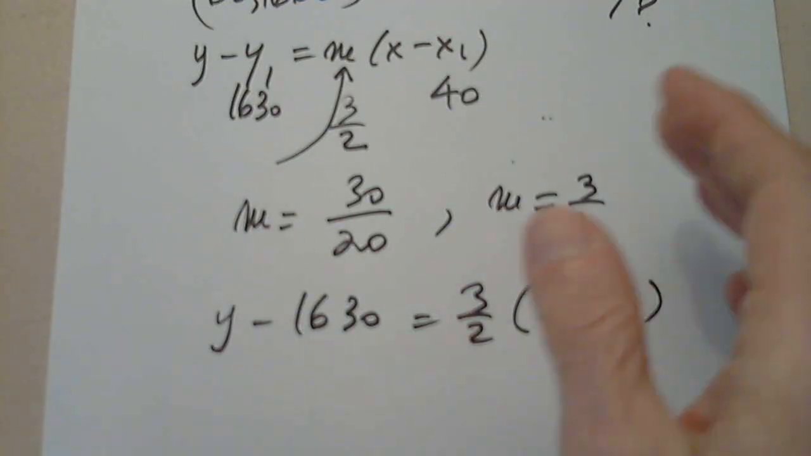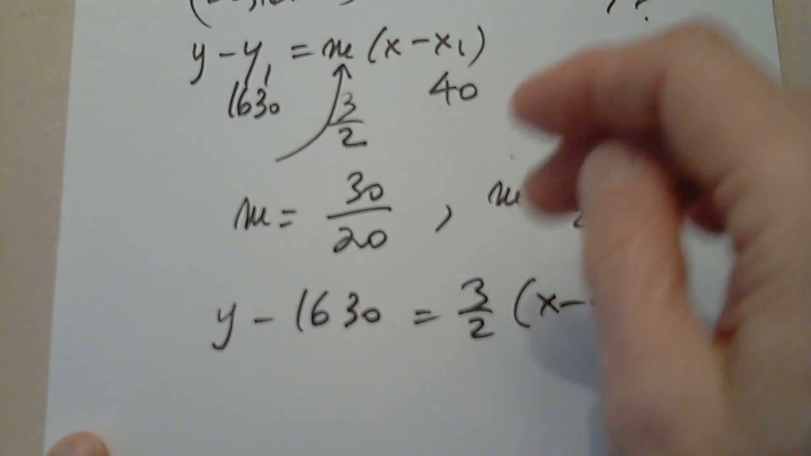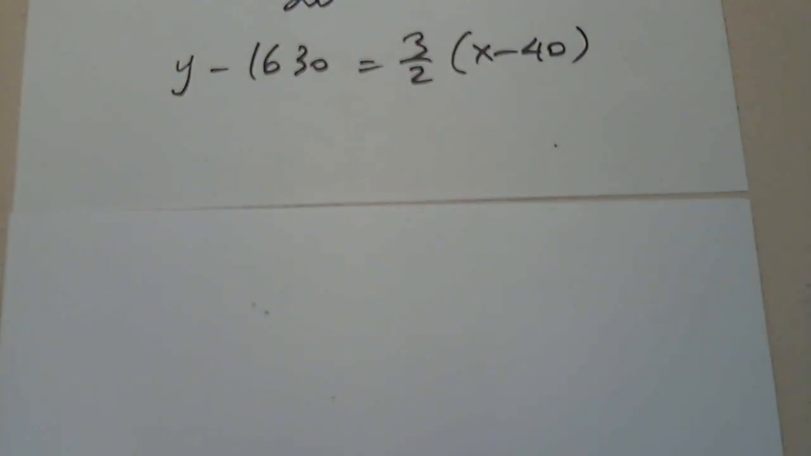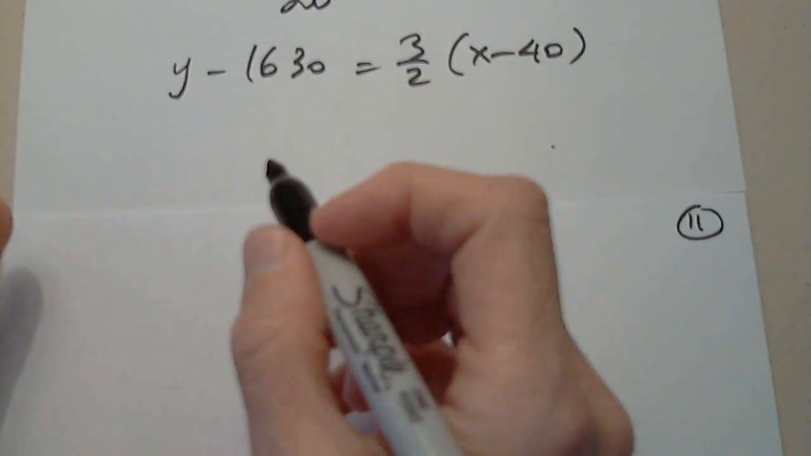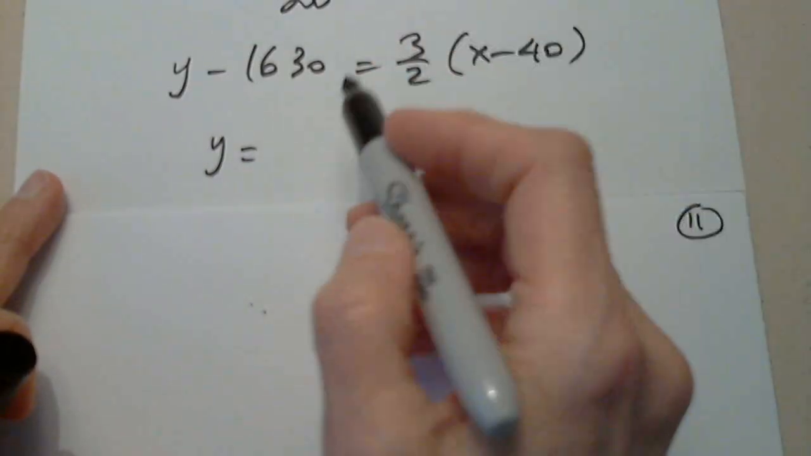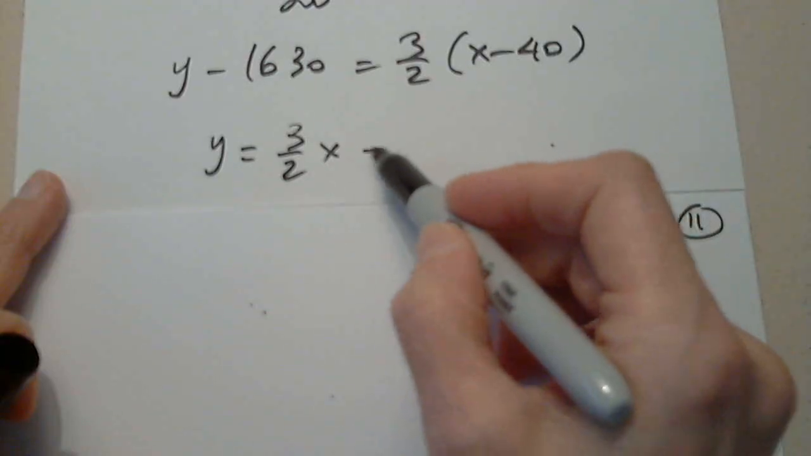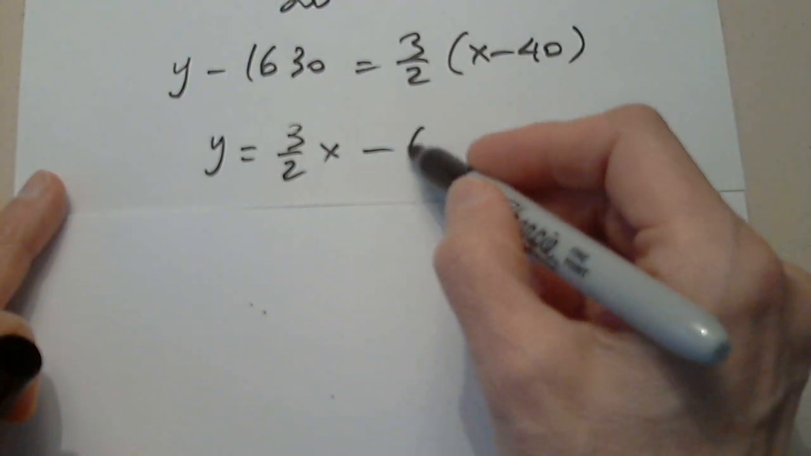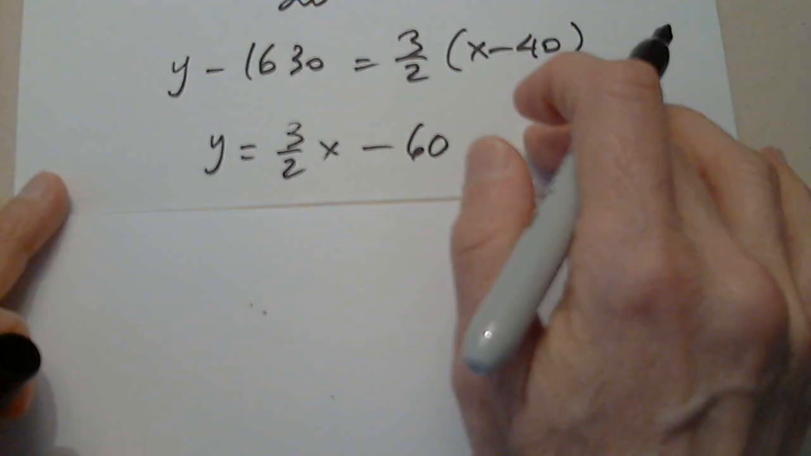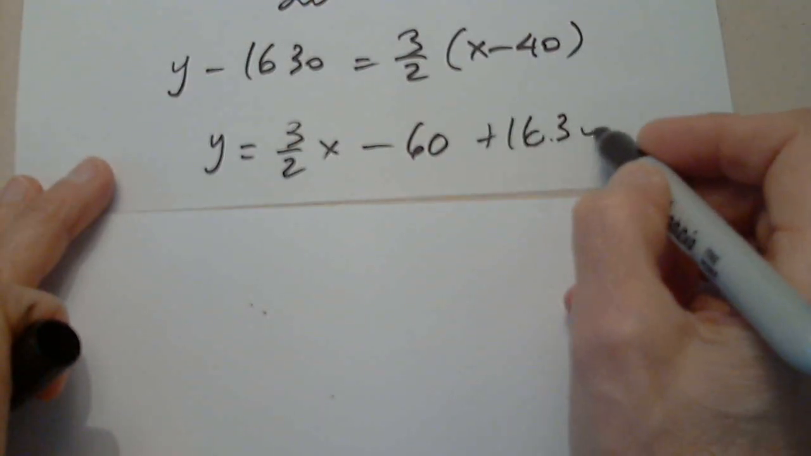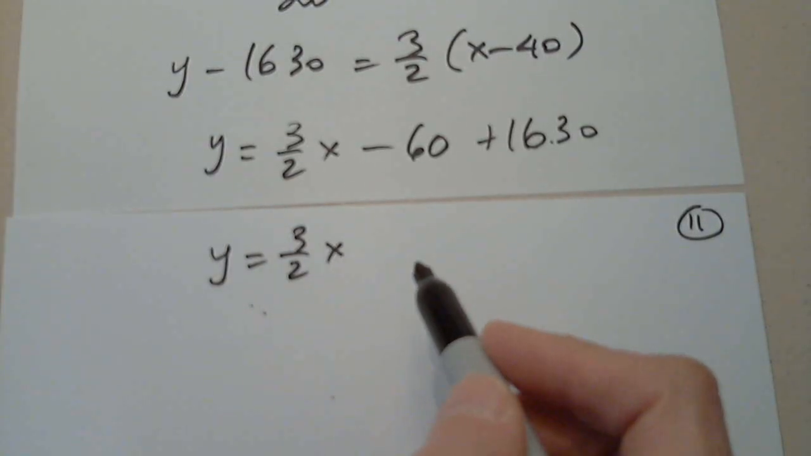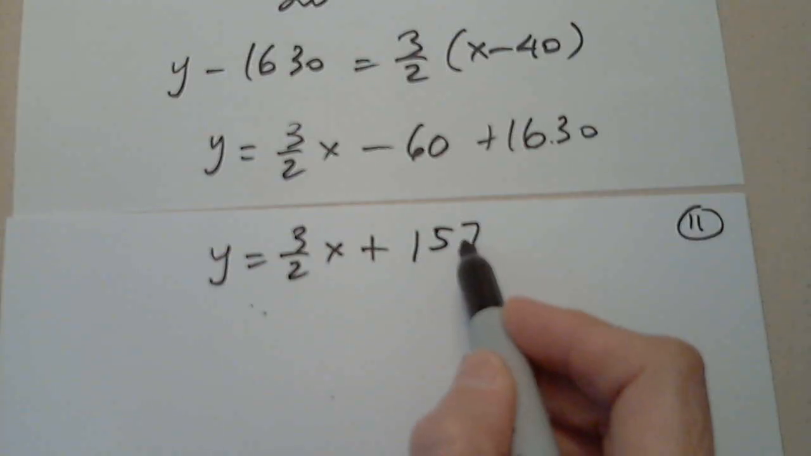And they want us in slope-intercept form. So they don't want this form now. They want us to solve for y completely. Okay, so let's do that. So I have y equals, first I distribute 3/2 x minus, when I simplify I get 20 times 3, 60, but plus 1630. So then the equation is y equals 3/2 x plus 1570.